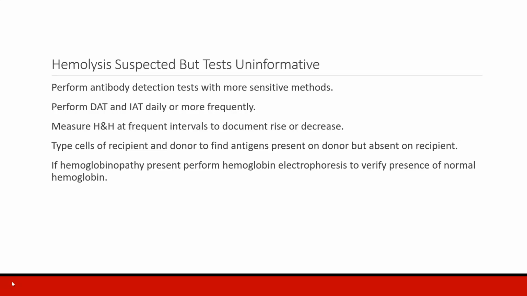If hemoglobinopathy is present, perform hemoglobin electrophoresis to verify the presence of normal hemoglobin. So let's say the patient has hemoglobin C, or if they have hemoglobin S, then you would not expect to find a normal hemoglobin A in the patient sample. So again, these are really going out in left field. I've not ever had to do any of these procedures, but this again is if hemolysis is strongly suspected, but the tests that you've done do not give you the right information.